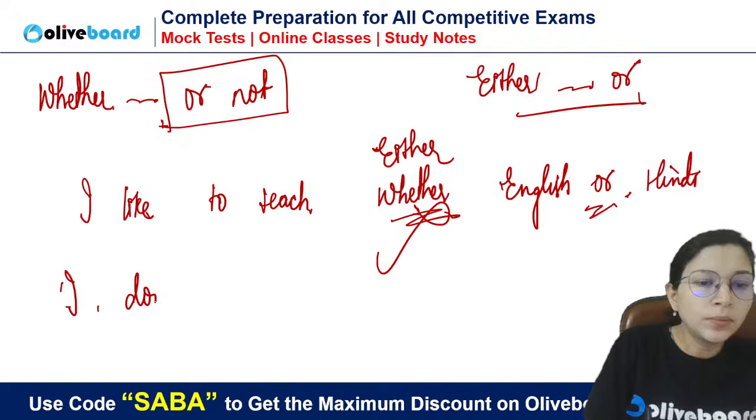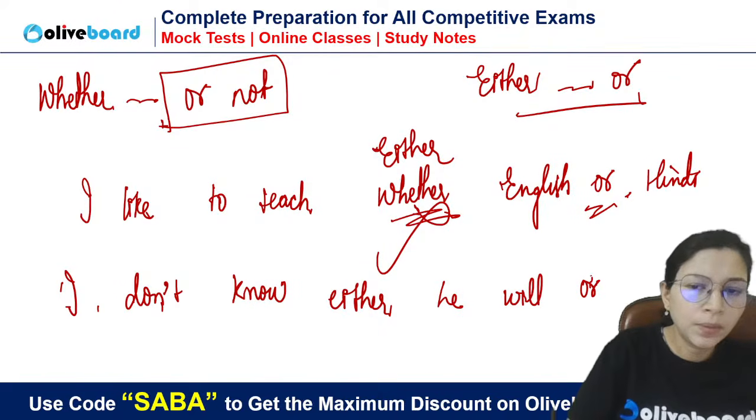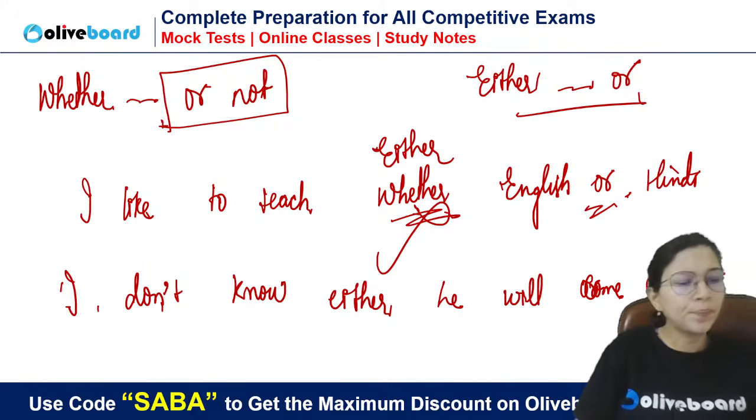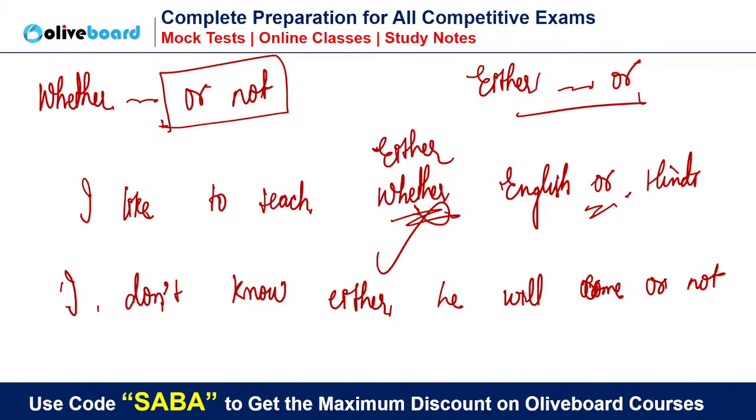Now, if I say, I don't know either he will come or not. Is it right? They both take or. He will come or not. क्या ये सही है? Can you use either here? Because either is paired with or.